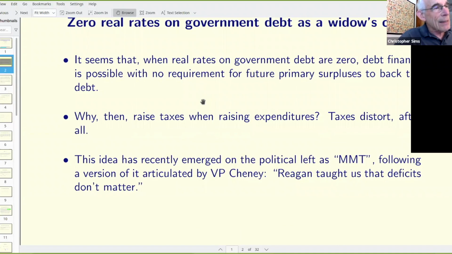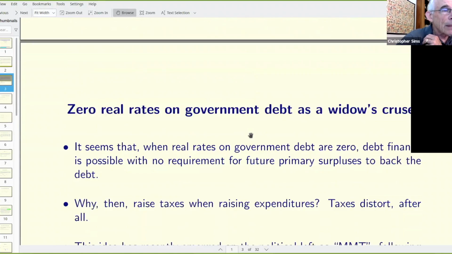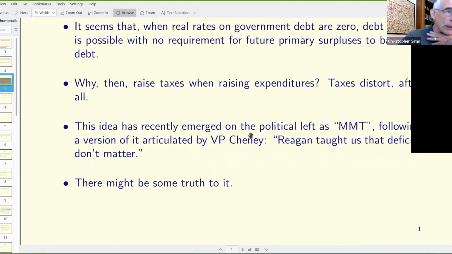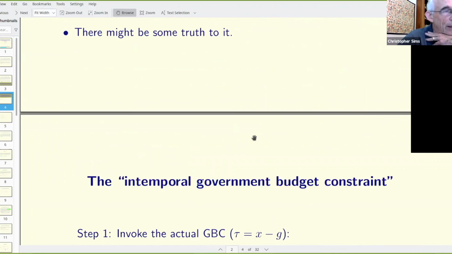Versions of this idea have been labeled modern monetary theory by people on the political left. And quite a while before that, Reagan's Vice President Cheney was quoted as saying during policy discussions of the Reagan administration, or not of the Bush administration, Reagan taught us that deficits don't matter. There might be some truth to this, but it's important to know how much and under what circumstances.